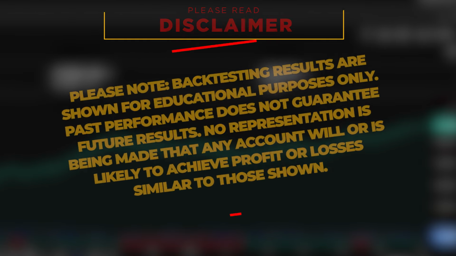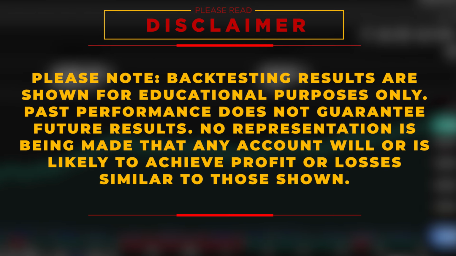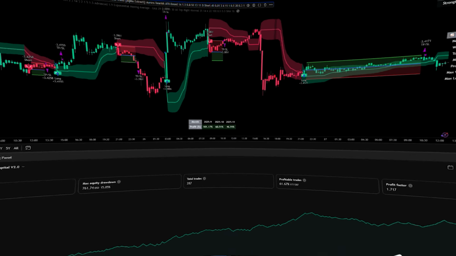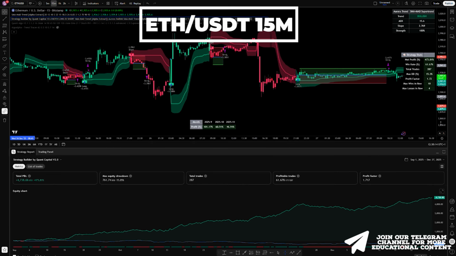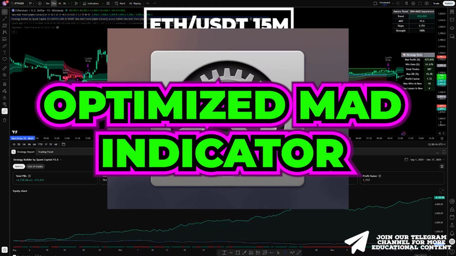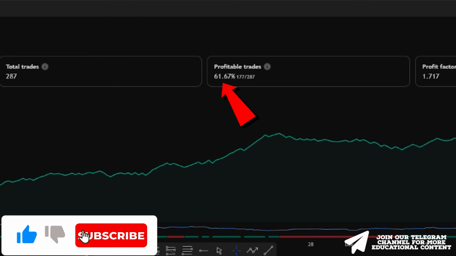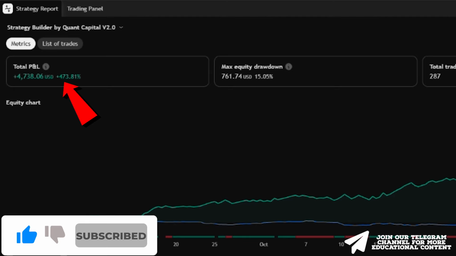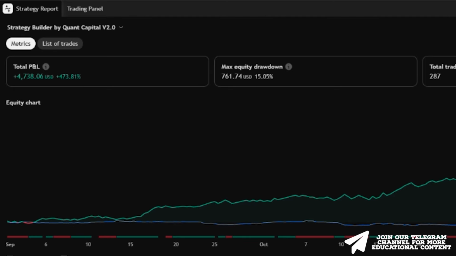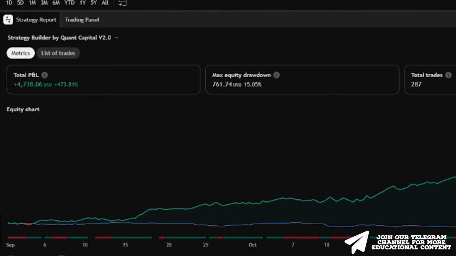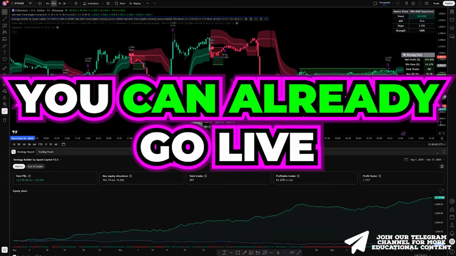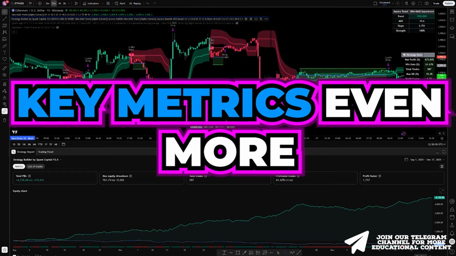Note that backtesting results are shown for educational purposes only. Past performance does not guarantee future results. Here are the preliminary results for Ethereum on the 15-minute time frame using only the optimized MAD indicator. We have a very good win rate of around 62%, a mind-blowing net profit of 474%, and a very low max drawdown of 15%. Overall, you can already go live, but let's try to improve key metrics even more.